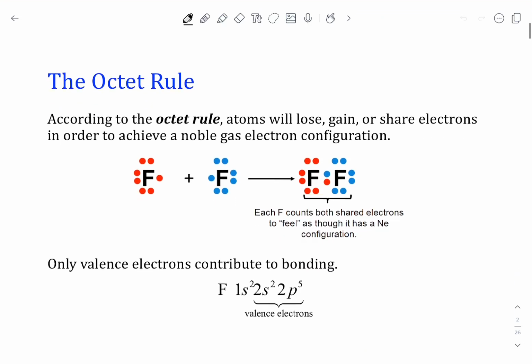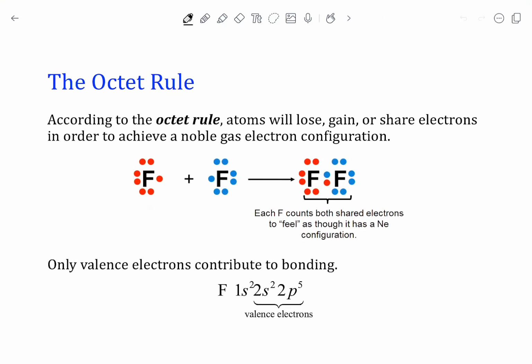Now we've talked about this before in our previous lessons, but just to review, according to the octet rule, atoms will lose, gain, or share electrons in order to achieve a noble gas configuration. Remember, this is the octet rule, so this is 8 because 8 is great. Atoms would prefer to have 8 electrons around them. So here we have the bonding scheme of F2.